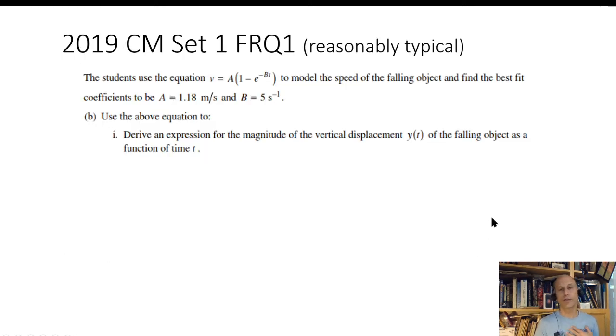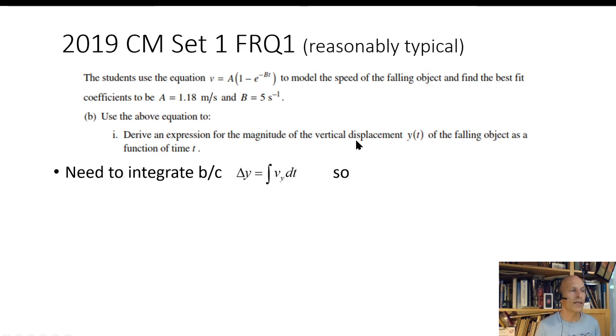Okay, so here is an example from 2019. This is a pretty typical problem. It's one of those velocity-related drag force problems. On part B, I skipped part A, but you'll see there's an expression for v, and we're asked to find the magnitude of the vertical displacement.